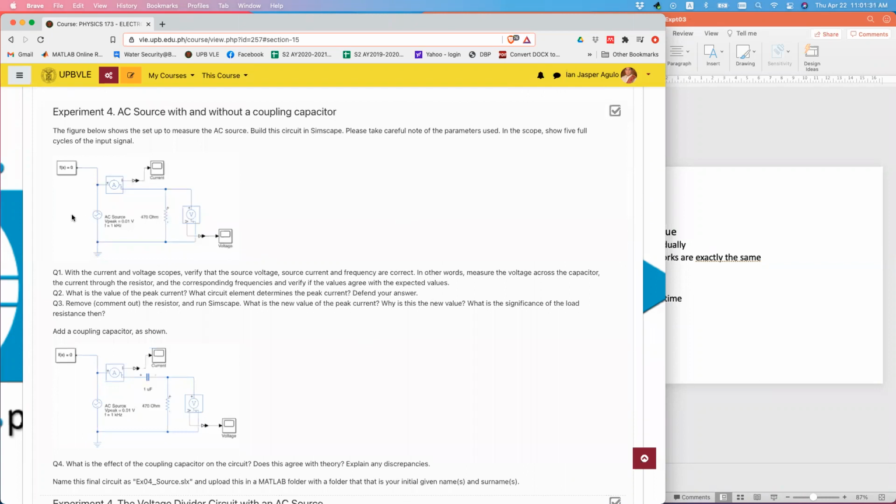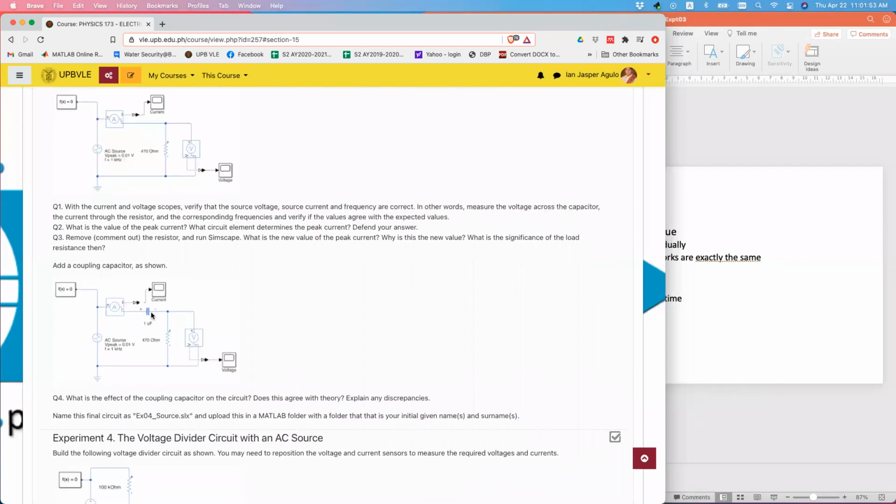So dito, yung first part is just a simple AC source tapos nakakonect siya sa isang resistor, sa isang load. Yung load dito is 470 ohms. And ang gagawin nyo lang is measure nyo yung current through, and then yung voltage across the load. And then may mga questions na nandiyan. Okay, and then ang susunod is dadagdag nyo yung coupling capacitor at sasagutin nyo lang yung tanong, what is the effect of the coupling capacitor? So yan yung first part.